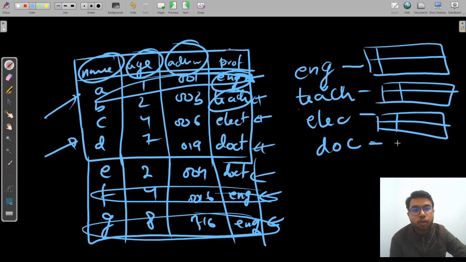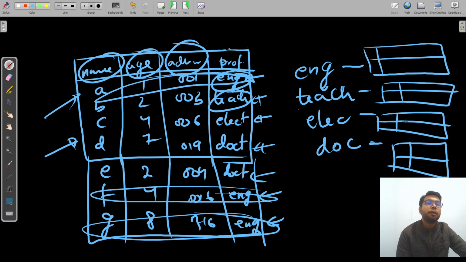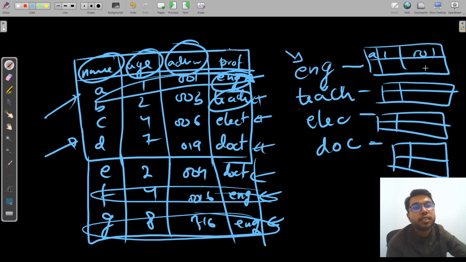Again, this is all just for you to understand. It does not happen like this, but for your understanding, you can imagine that each group gets its own table where it can store its data, right? So the engineer group would have A1 with age and his Aadhaar 001, then F4 and 006, and G8 and 716.